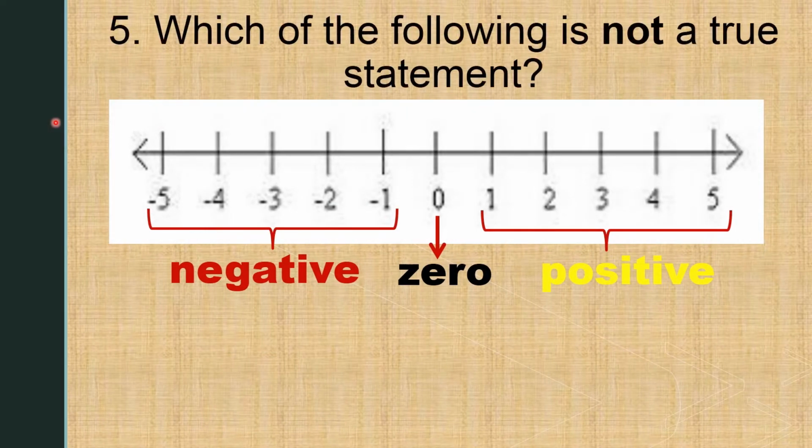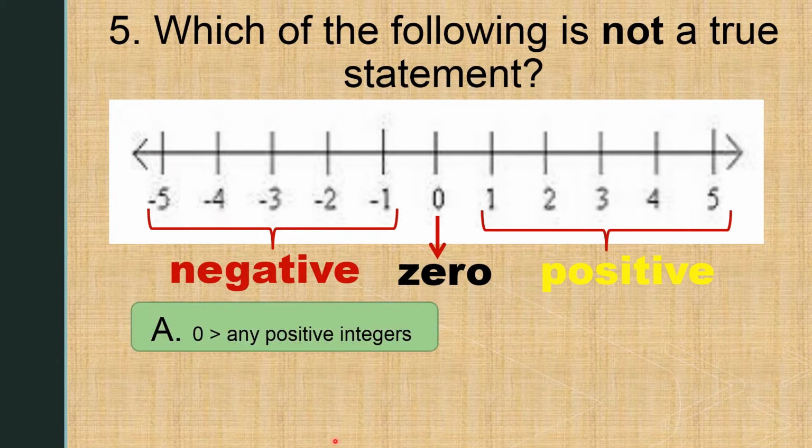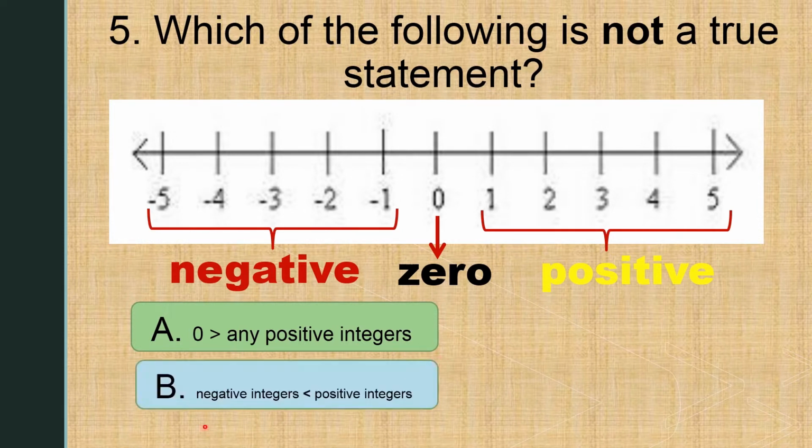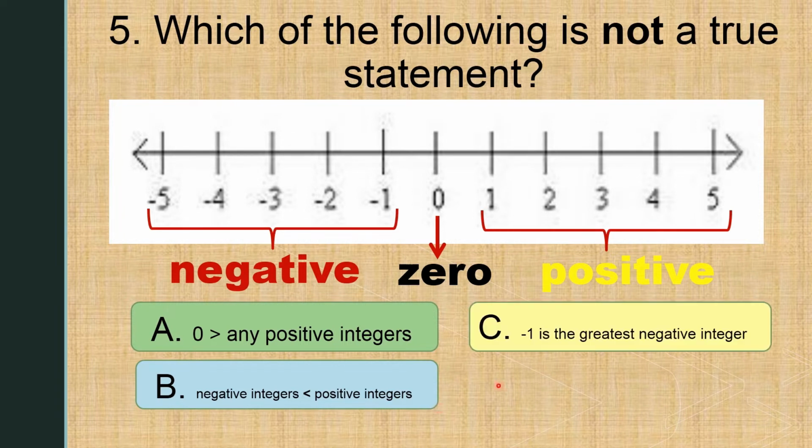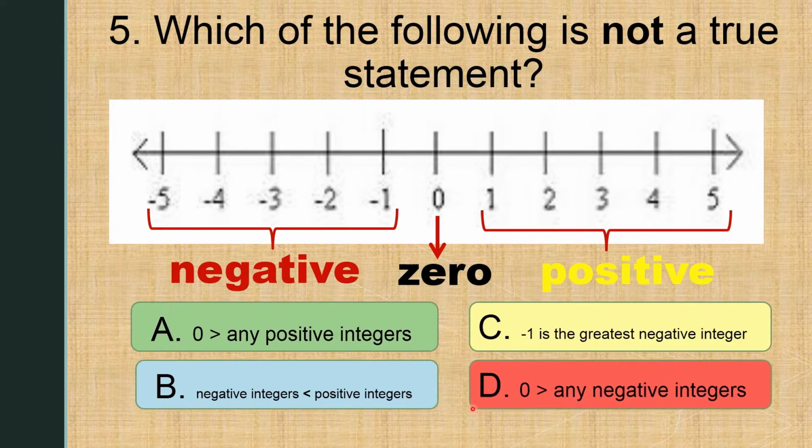Last question. Which of the following is not a true statement? Is it A, 0 is greater than any positive integer? B, negative integers are less than positive integers? C, negative 1 is the greatest negative integer? Or D, 0 is greater than any negative integer?